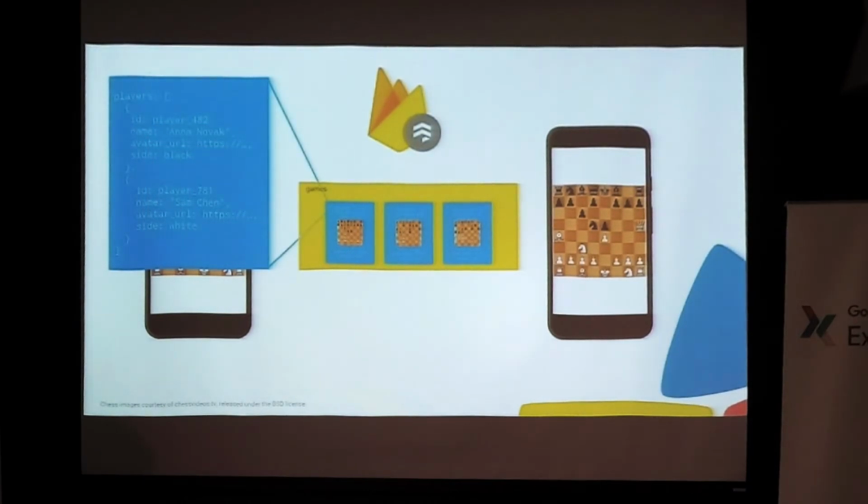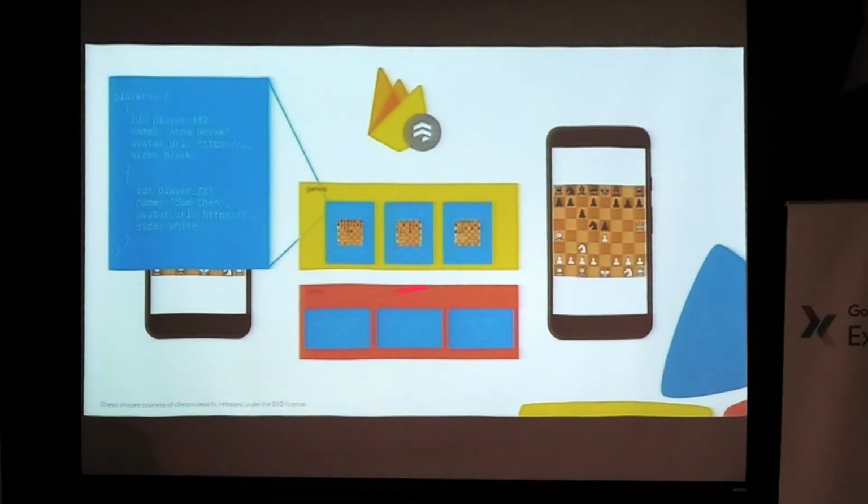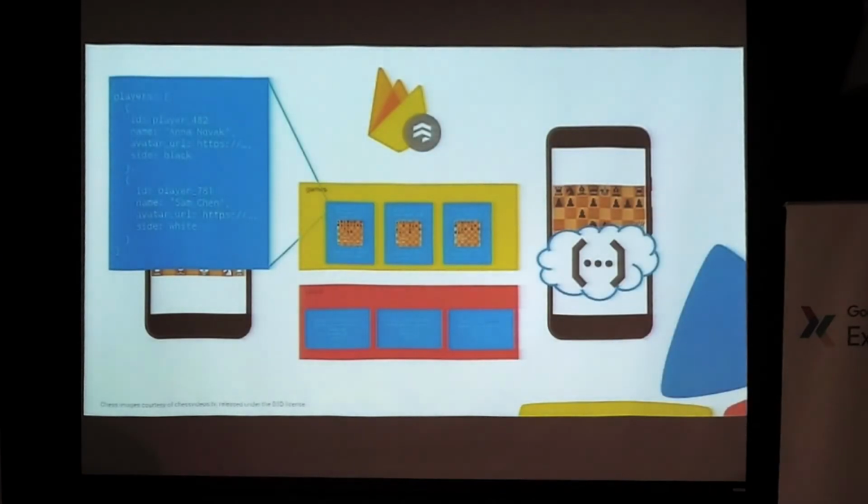So, if the game state looks like this, and the pending moves look like that, all you have to do is just write your logic, extract the data you need, recompute everything, validate everything inside your cloud function, and then dump the result into the database.